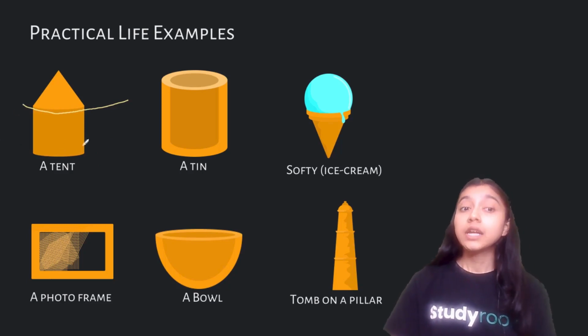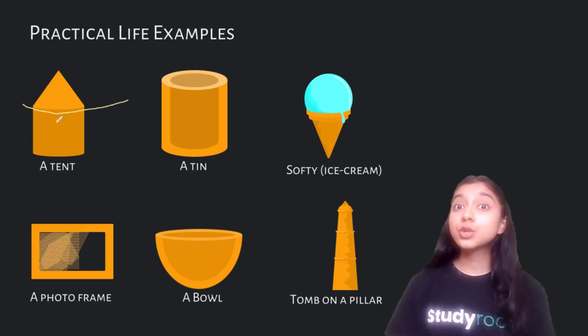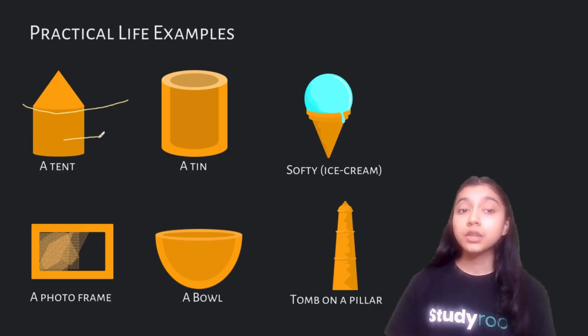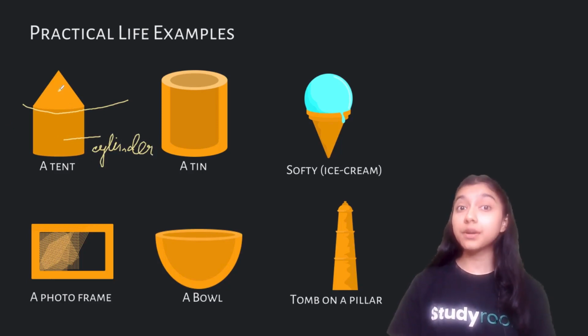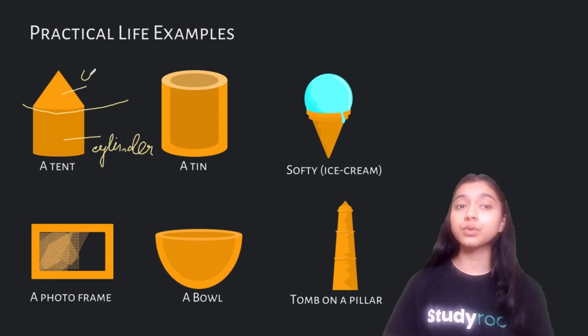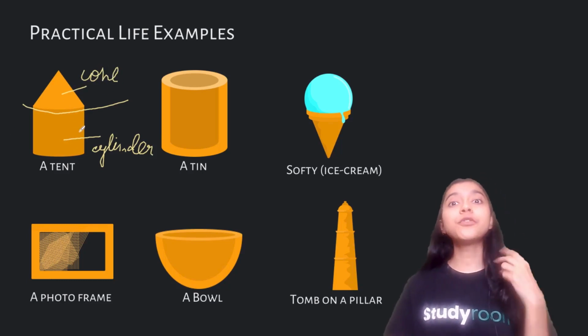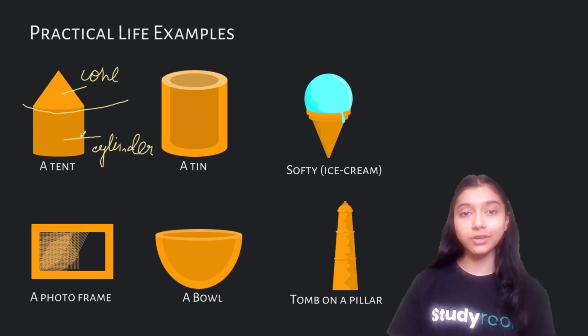Just observe it. This particular tent has two three-dimensional shapes. The bottom part is actually a cylinder, and this cylinder is surmounted by a top part which is known as a cone. So we can say that a tent comprises two three-dimensional figures.